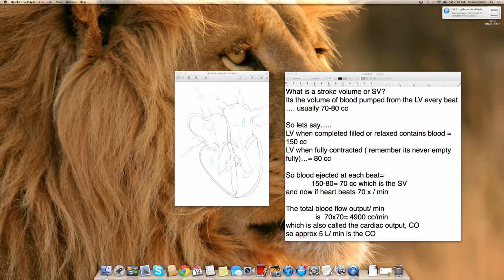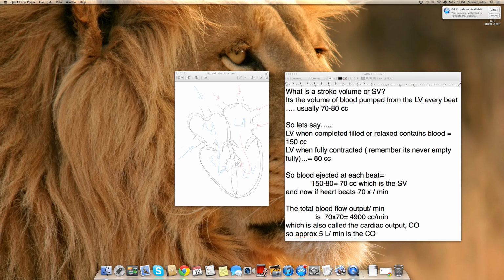at the onset of contraction or the squeeze, and then at the end of contraction, obviously the left ventricle looks smaller. It will have a different volume, that means a different capacity. So some blood would have escaped into the aorta to supply the bloodstream and the rest of the body. So let's say at the beginning of the contraction, where the left ventricle is fully filled and relaxed, the amount of blood contained is 150 cc's.